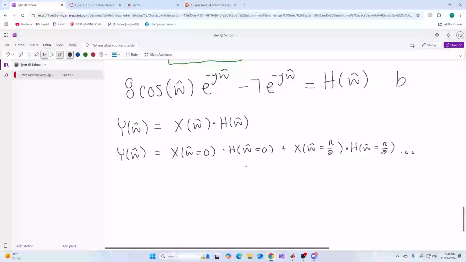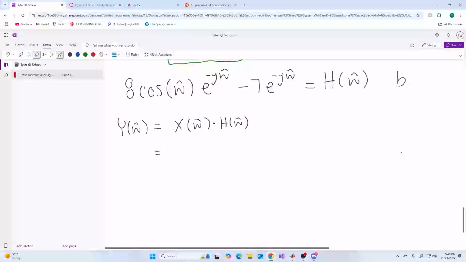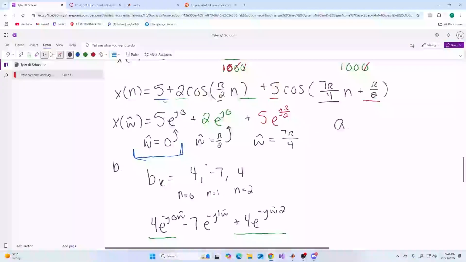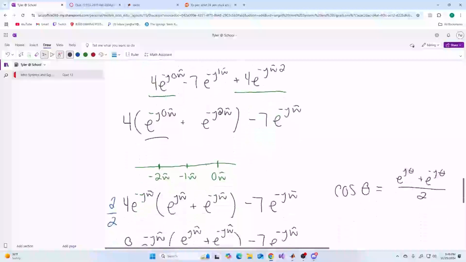So I'm going to go ahead and erase this here, just kind of clean this up so I have a little more room. Give me 1 second. Okay. Let's start off with my y sub w hat when w hat equals 0. So let's go back up to the top, and what did we have? We had 5e to the j 0. So write that down.